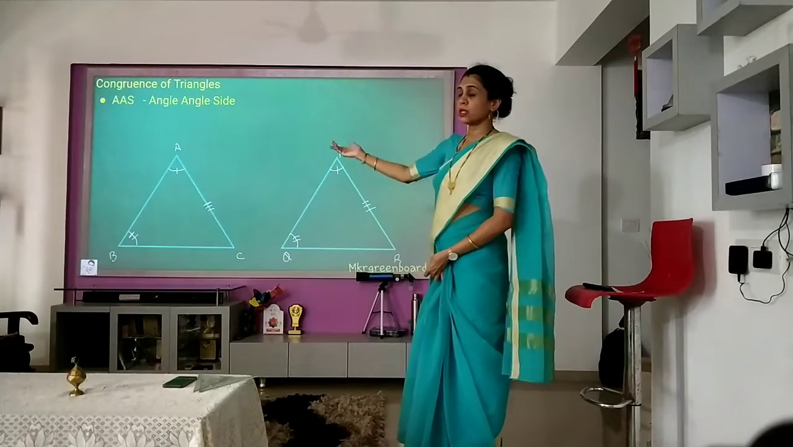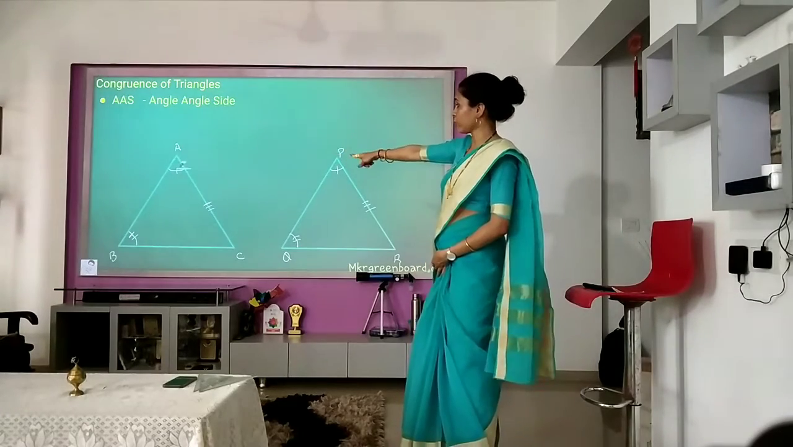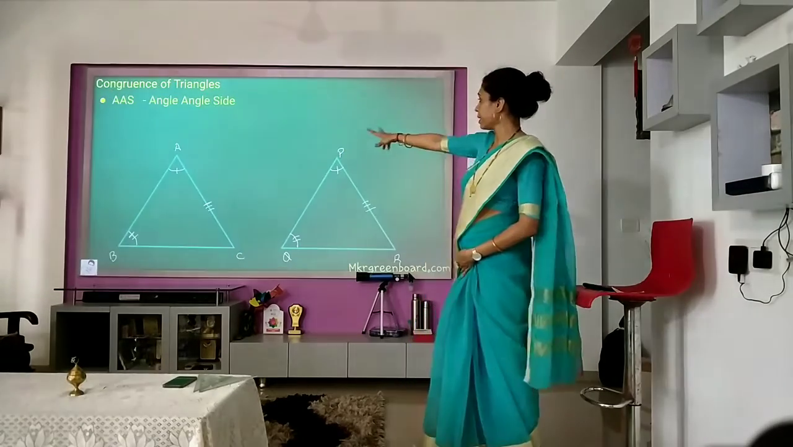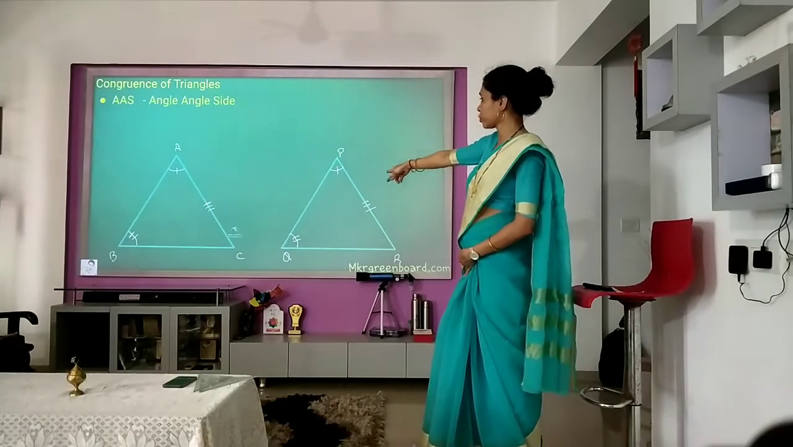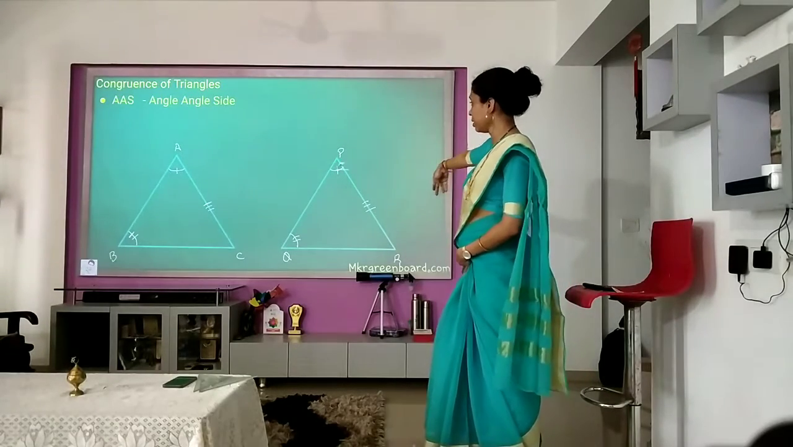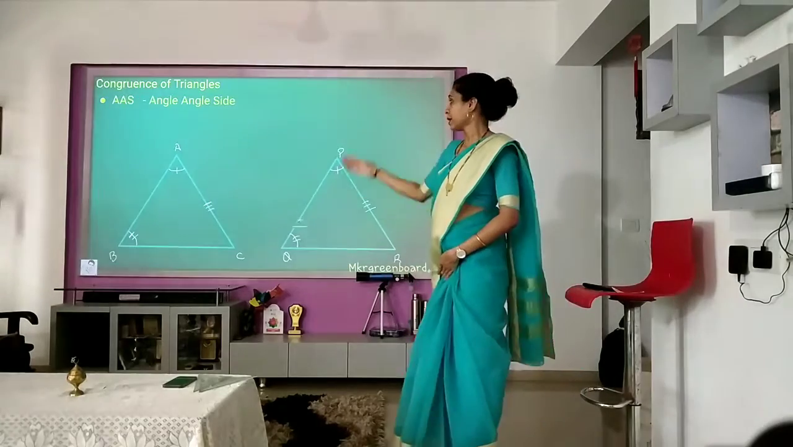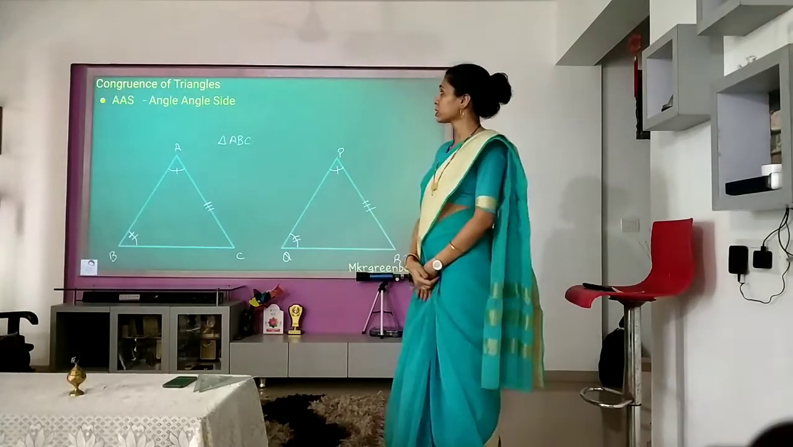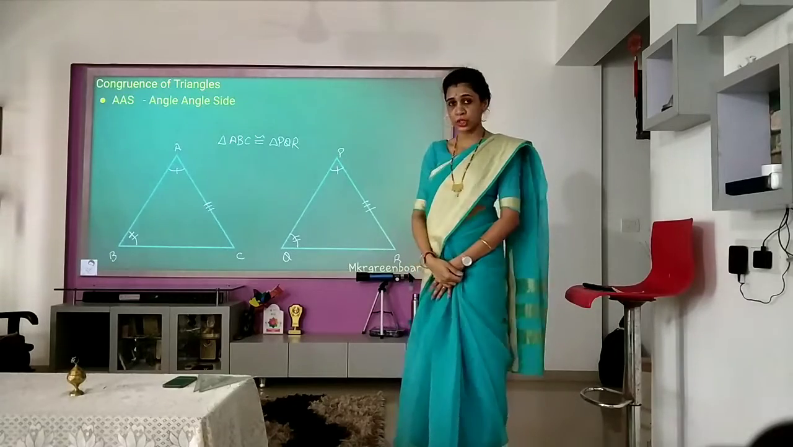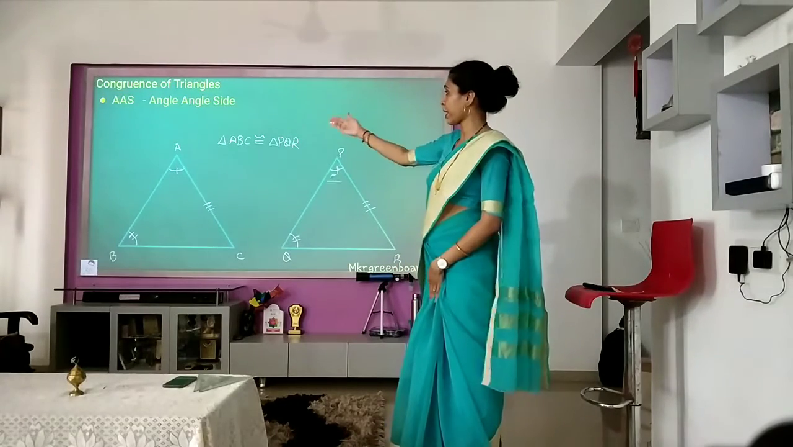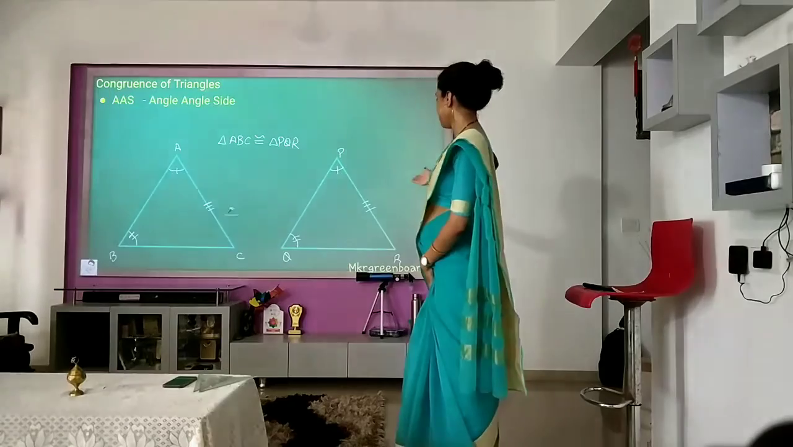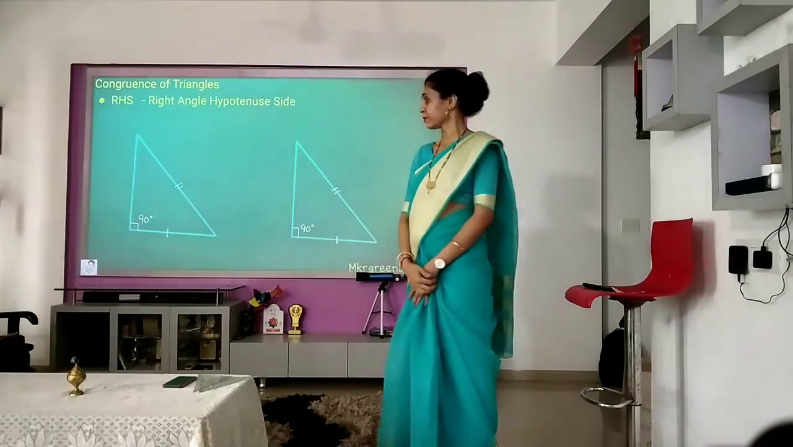Similarly, the fourth one is AAS, two angles with one side. As you can see, angle A is equal to angle P, angle B is equal to angle Q, and side AC is equal to side PR. That is AAS, so this is satisfying this congruency condition. With this we can say that triangle ABC is congruent to triangle PQR.